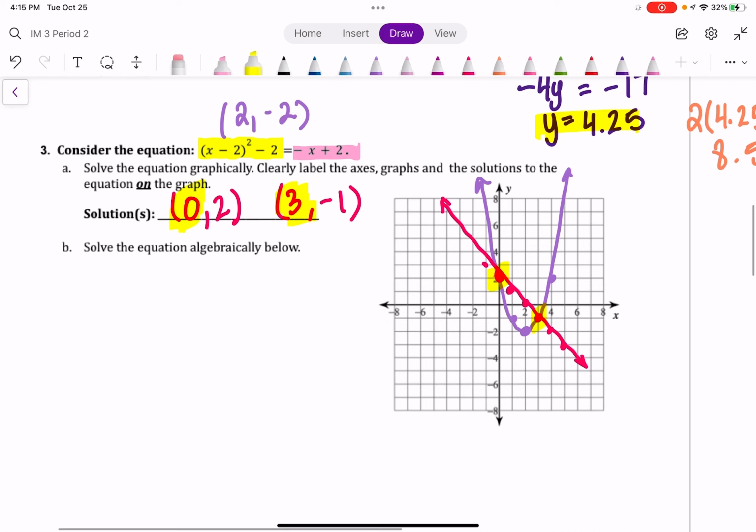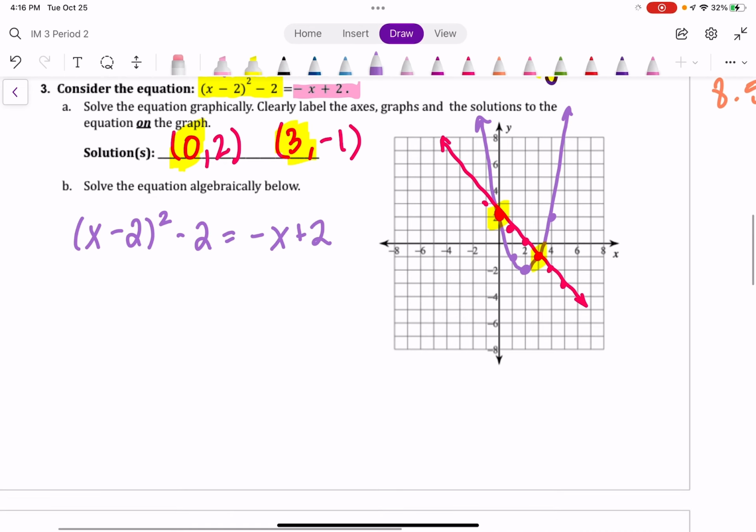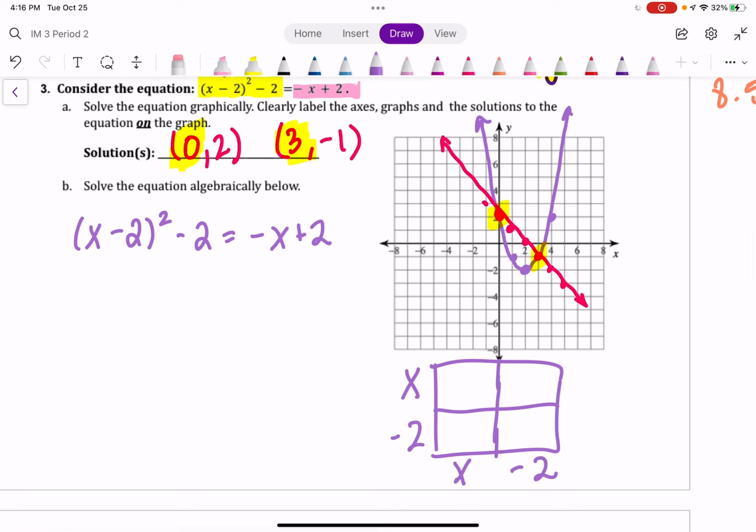Okay, solving it algebraically, I'm going to rewrite our equation. When we have (x - 2) squared, we need to do our box method. So we'll have x - 2, x - 2. We have x squared minus 2x minus 2x and a 4. We get x squared minus 4x by combining these two terms. Rewrite our 4 minus 2, and I'm just rewriting the rest.